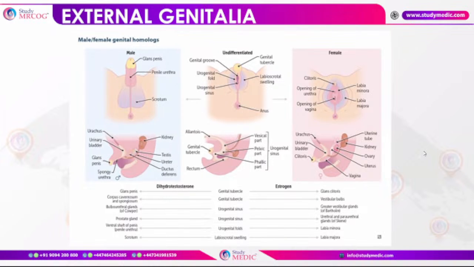Coming to the urogenital folds, the urogenital fold is going to form the labia minora in females. The homologue to this is going to be the ventral shaft of the penis or the penile urethra in males. Coming to the labioscrotal swelling, this is going to form the labia majora in the females, and the homologous structure is the scrotum in the males. So understanding this external genitalia is always considered important because many times we have seen repeated questions being targeted in and around this area.